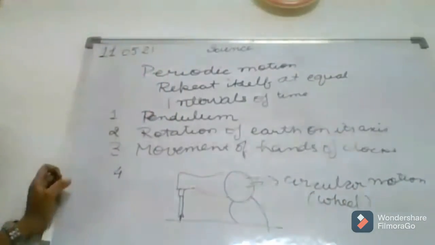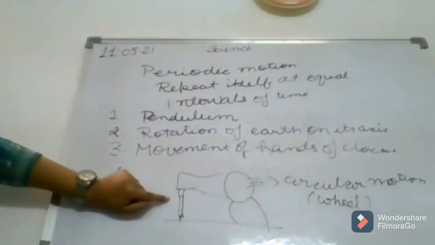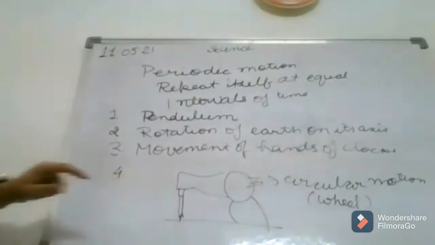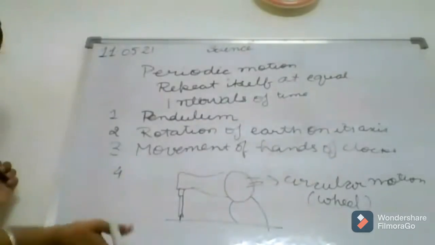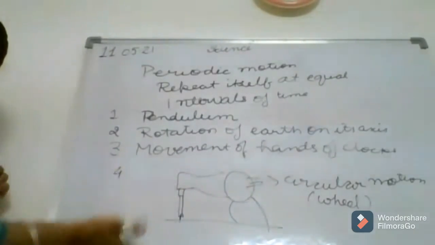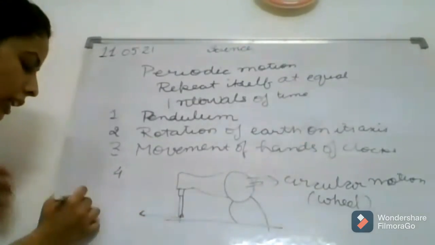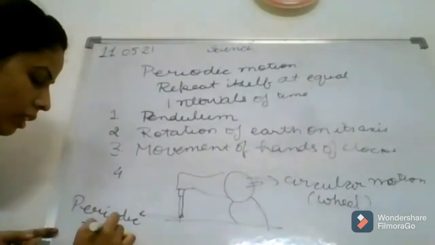Right? Now the needle, which is going up and down again and again, is moving in periodic motion. Why is it in periodic motion? Because after a certain interval it will come back. In this way it moves up and down. So the needle is in periodic motion. Clear?